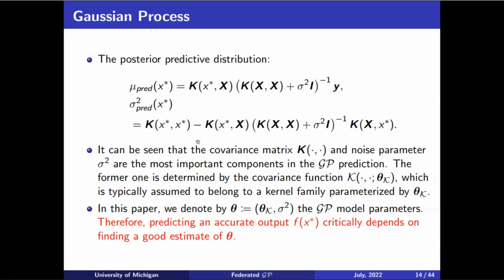Based on these two predicted distributions, it can be seen that the coherence function k and the noise parameter sigma square are the most important components in the Gaussian process. Here, this coherence matrix k is determined by the aforementioned coherence function kernel, which is parameterized by the theta kernel. Therefore, predicting an accurate output f(x star) mainly depends on finding a good estimate of theta, where theta contains the theta kernel and also the sigma square.